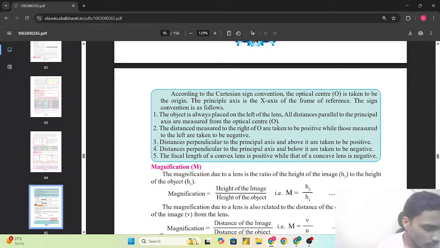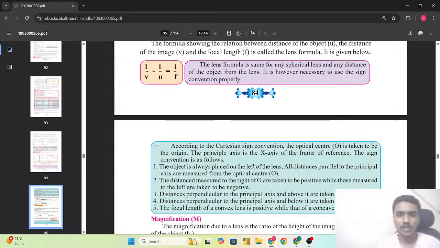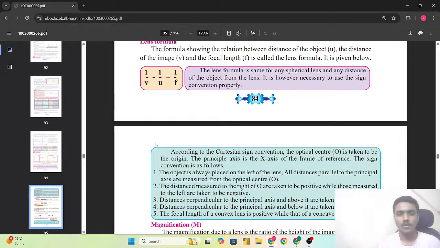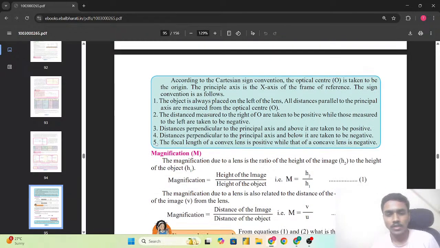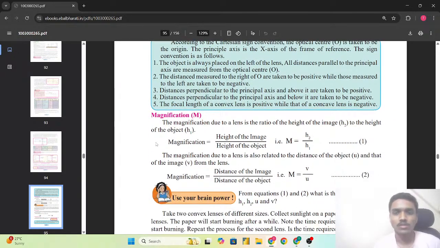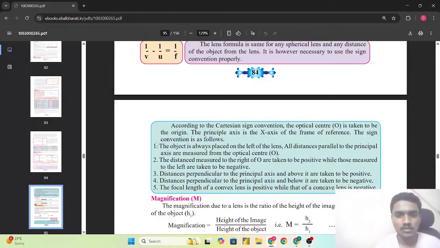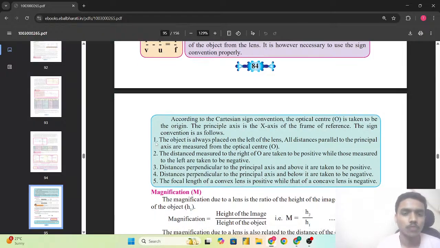So these are some of the points which we have to keep in mind while doing the calculation or using the lens formula, that is 1 upon v minus 1 upon u is equal to 1 upon f. So this we have to keep in mind while solving any numerical, or drawing the ray diagram or the image diagram for that.